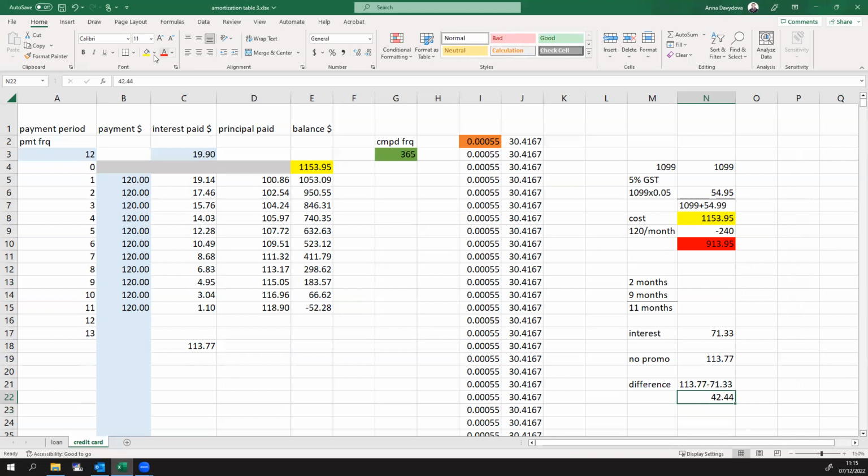So if I were to highlight our answers, 11 months is one answer, interest with promo is the other, and the difference. So this is basically A, B, C for the workbook on page 45, question 5. And that's how I would apply my table for the solving of a credit card problem.